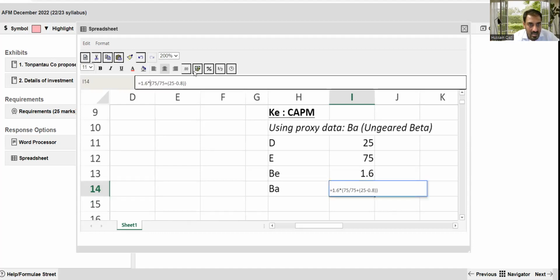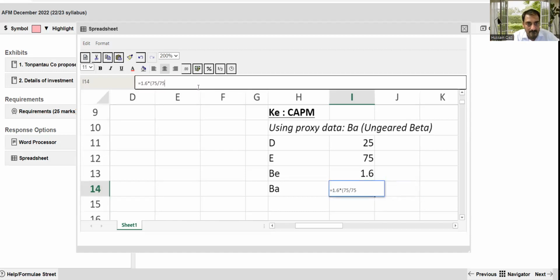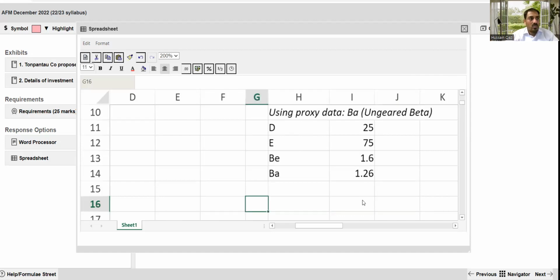1.6 multiplied by 75 divided by 75 plus 25 into 0.8. That is 1.263, or 1.26. I hope it's very clear to all of you. 1.26. It's very simple.